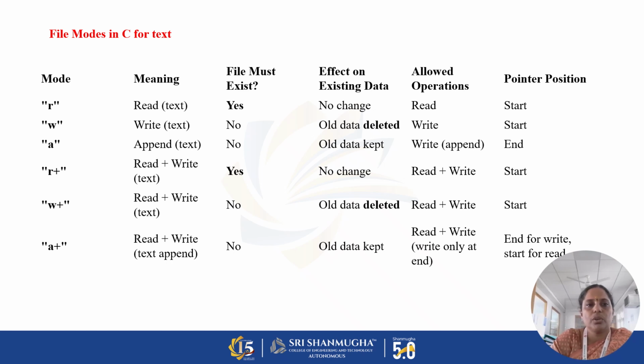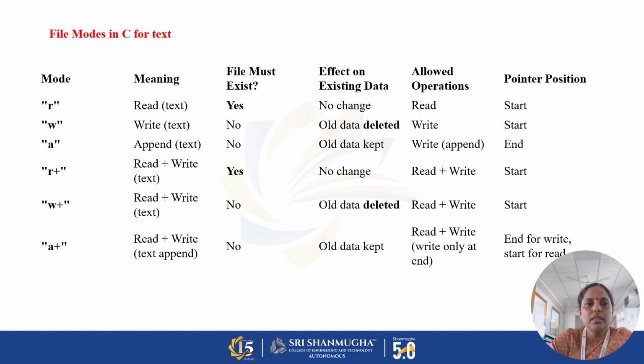Next, we are going to see about file modes in C for the text type. There are two types of file operations. One is text, another one is binary. For the text operations, we have read, write, append. R plus means for reading and writing. W plus means reading and writing. A plus means reading and writing.